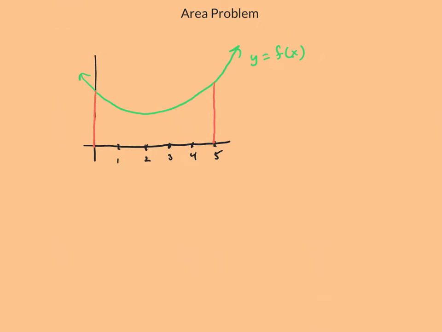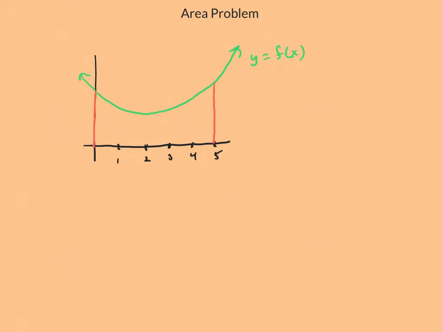And when you're asked to do this, they're going to tell you how many rectangles you want to use. So in this case, let's say they wanted us to use 5 rectangles. And so I'm going to break this up into 5 strips of equal width.